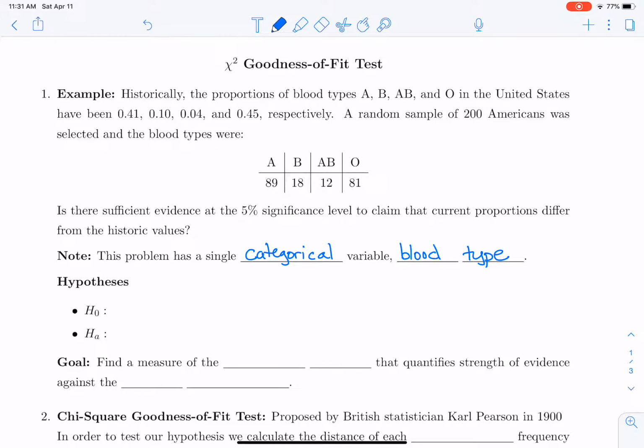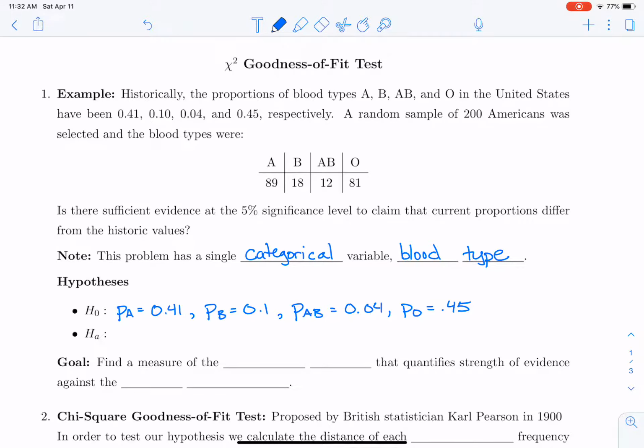Now, our hypotheses for this test are going to be the null hypothesis. That's where nothing interesting happens. So the null hypothesis for this test is going to be that the probability of being type A is still just 41%. The probability of being type B is still 10%. The probability of being type AB is still 4%. And the probability of being type O is 0.45 or 45%.